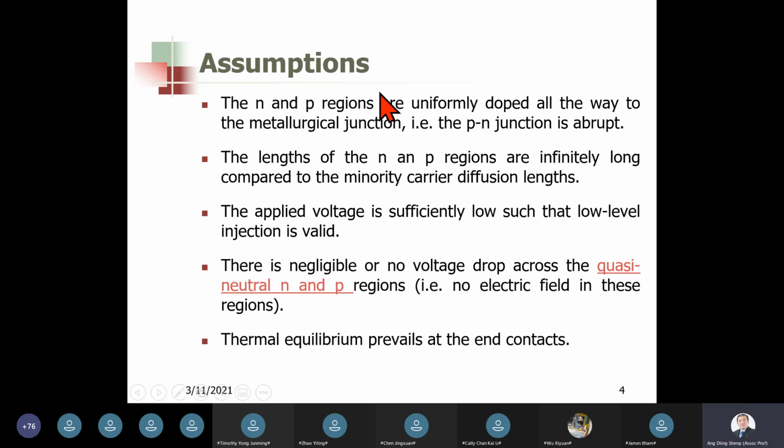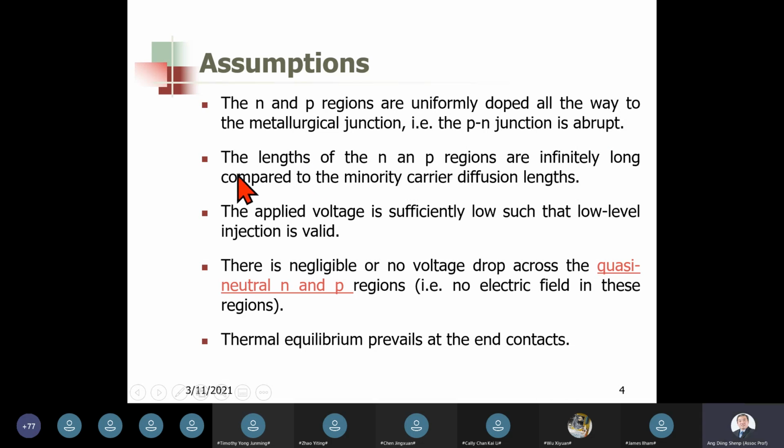Now, in order to do the analysis analytically, we need to make some assumptions. Some of the assumptions are similar to those that we have made earlier pertaining to the abrupt junction. There are newer assumptions which I will go through now. The P and N regions are uniformly doped all the way to the metallurgical junction. In other words, the PN junction is abrupt. This was made earlier, from the very beginning.